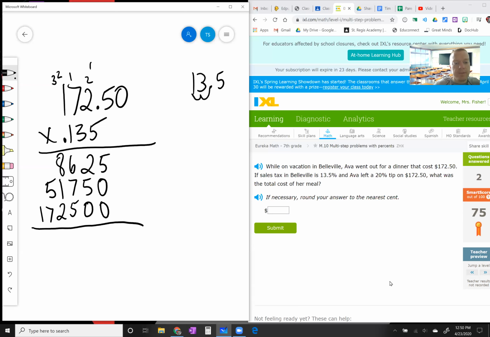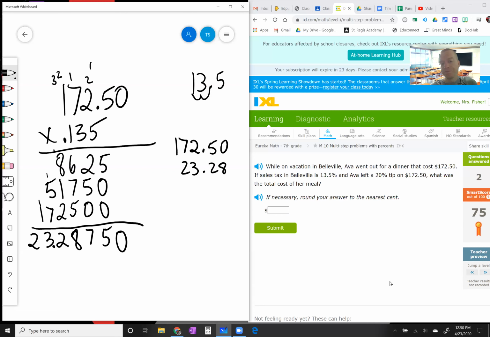Add all this together. You got 5, 7, that's 11, and so that's 18. It's 9, 10, 11, 12, that's 12, 13, and 2. Add my 0 on at the end. How many decimal points do I have? I have 3, and 2 is 5. So 1, 2, 3, 4, 5. So she had to pay $23.28 in sales tax, right? So far she spent $172.50 plus $23.28 in sales tax, okay?